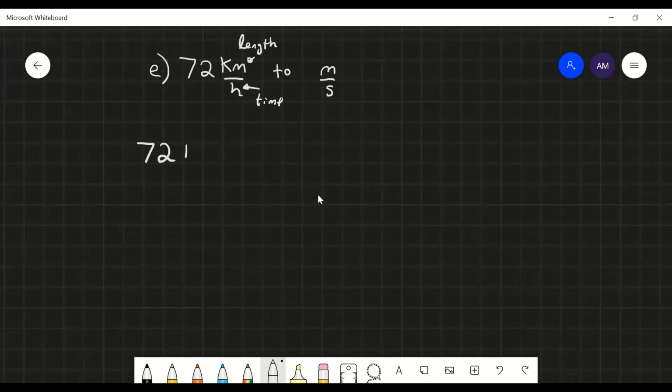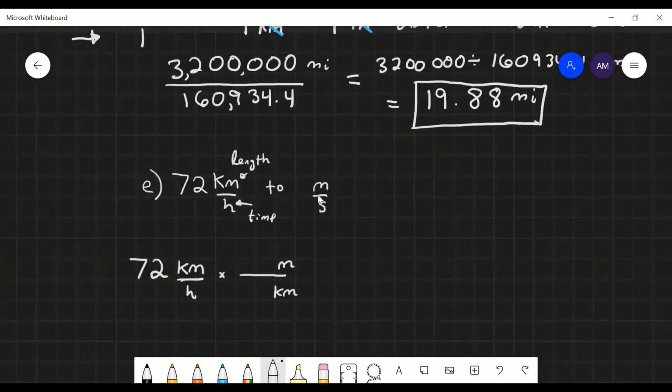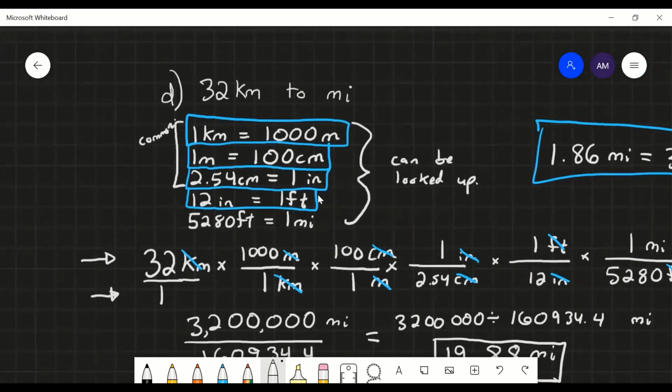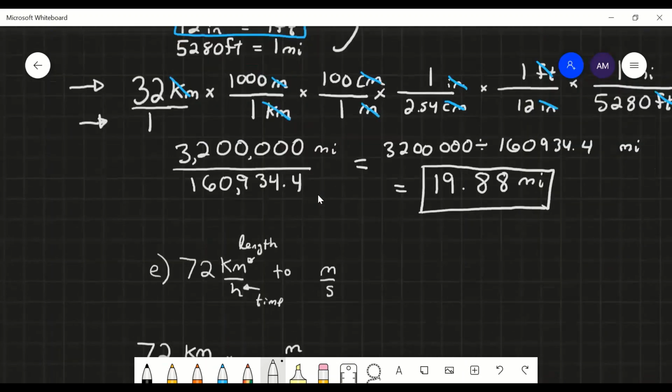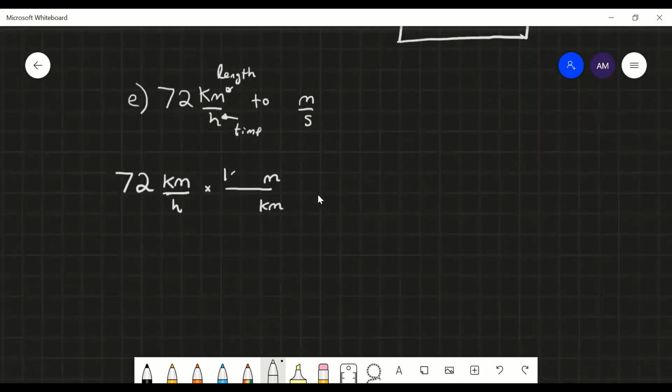So 72 kilometers, I'm going to write it like this: per hour times. Okay, so kilometers is up here. I'm going to put kilometers down here and meters up here because our goal is to convert this into meters per second. Now, if you recall from above, 1 kilometer is equal to 1,000 meters. So 1,000 goes with the meters, and 1 goes with the kilometers.